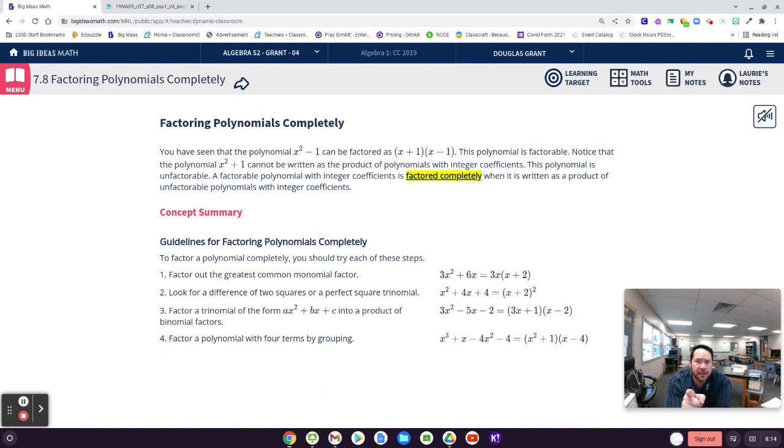Welcome to the shortest ed puzzle ever. 7.8, factoring polynomials completely. Take notes. That's the most important thing.